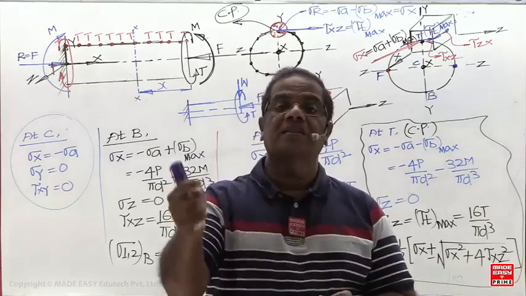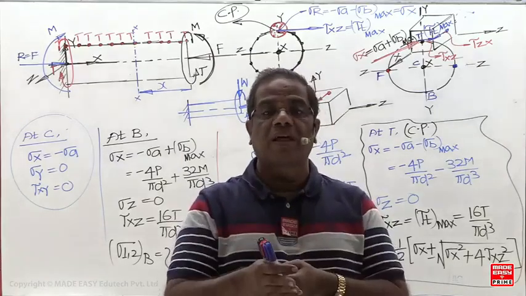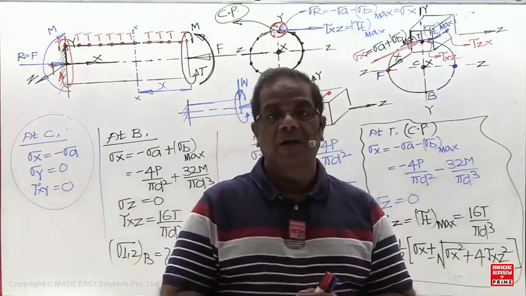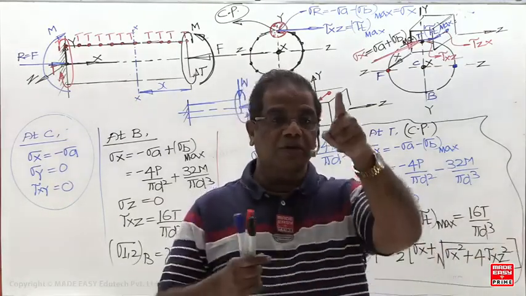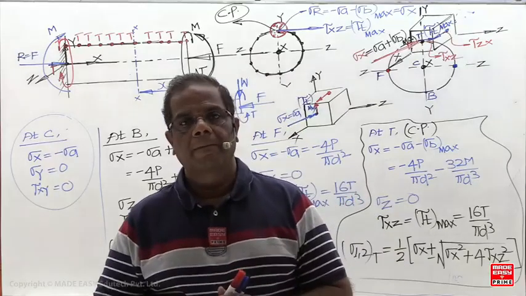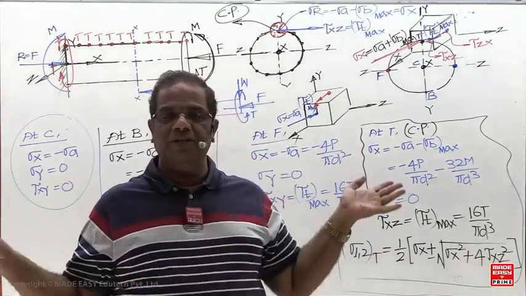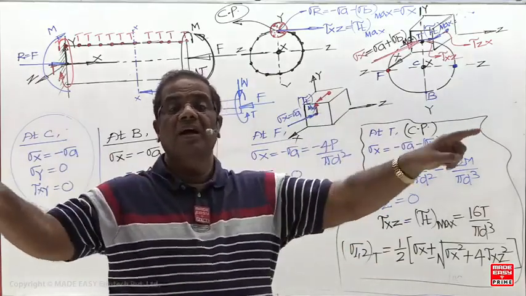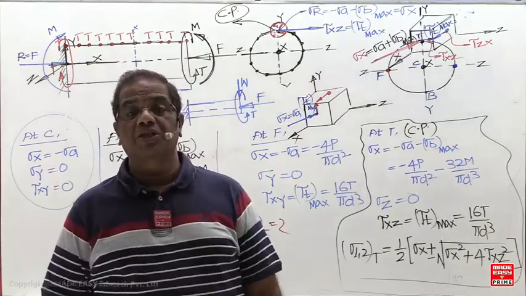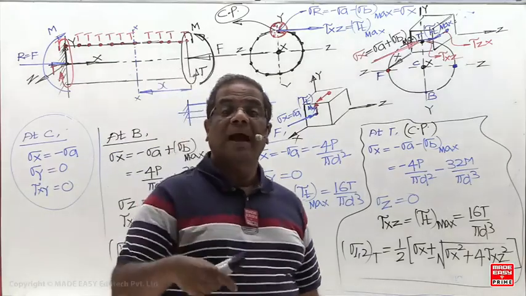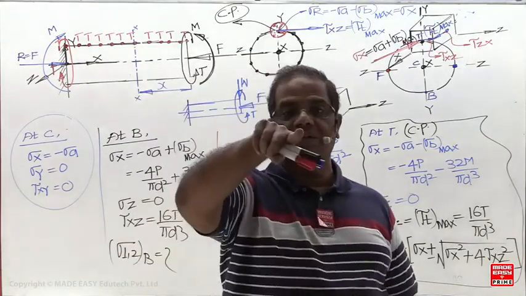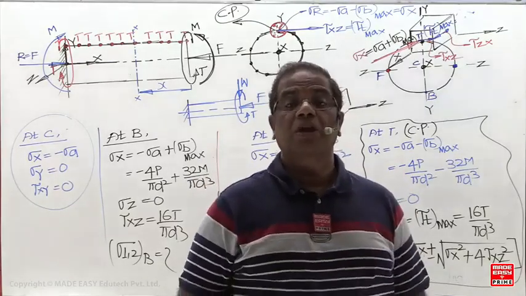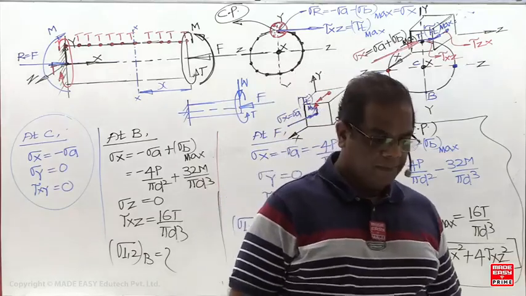At that point you have to take a small elemental cube, then you have to find out sigma x, sigma y, sigma z, tau xy, tau xz. Then there you have to find out the principal stress. But sometimes they clearly mention the point. If nothing is mentioned, and they ask for maximum tensile, maximum compressive, maximum shear stress in the member, it means you have to calculate at the critical point.